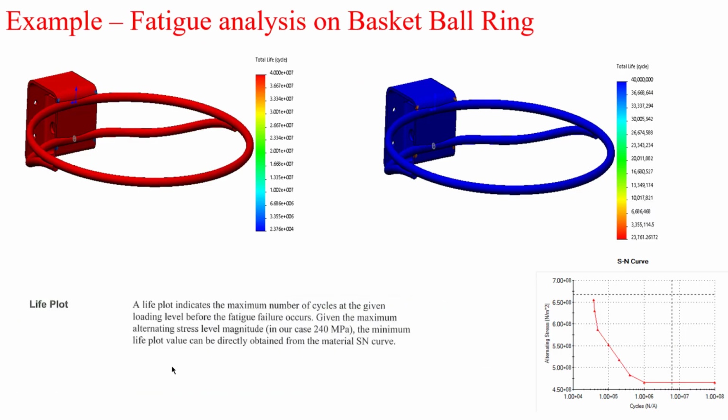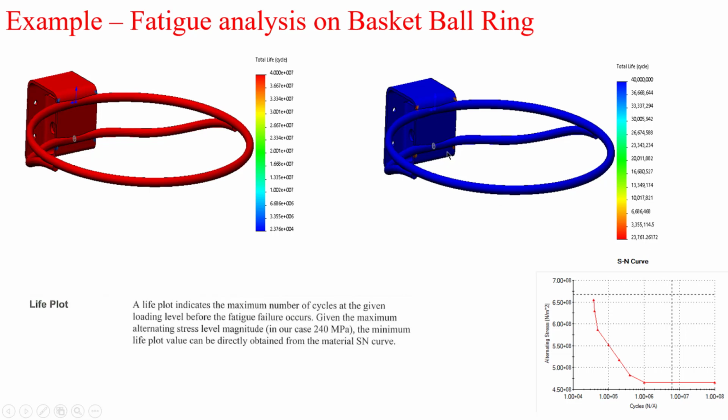For example, you can see the basketball ring taken into account. When it comes to total life, we can see the failure region, the stress concentration at these regions. It has a lifespan of this much: 4 into e raised to 7, that is crore. The alternating stress level is 240, and if you maintain this one, you'll have these many cycles. Everywhere it is this much, but at the failure regions, this is the value. It is going to fail at 23,761 cycles at these regions.